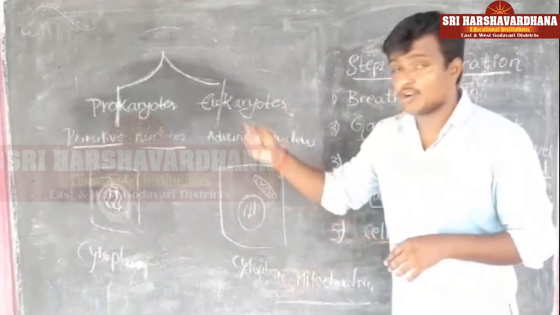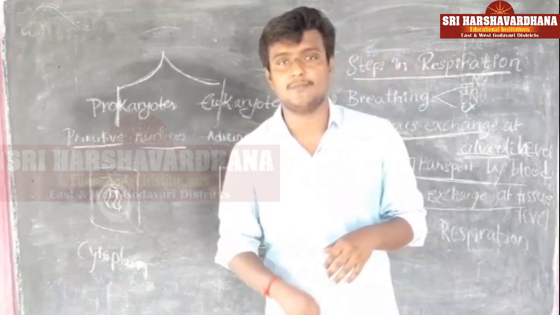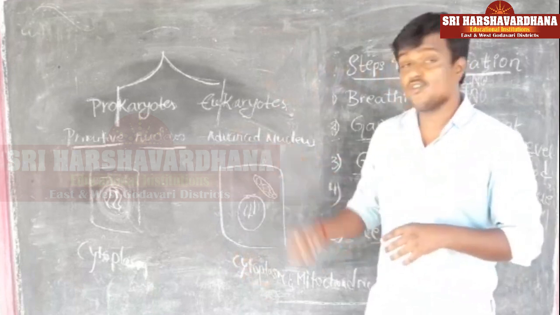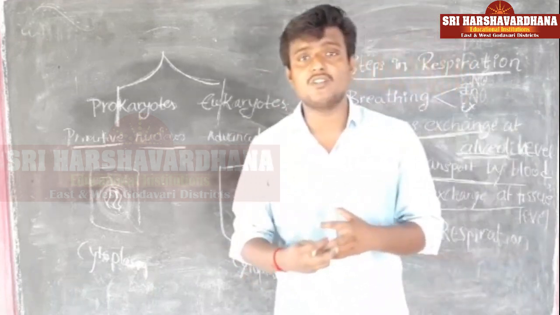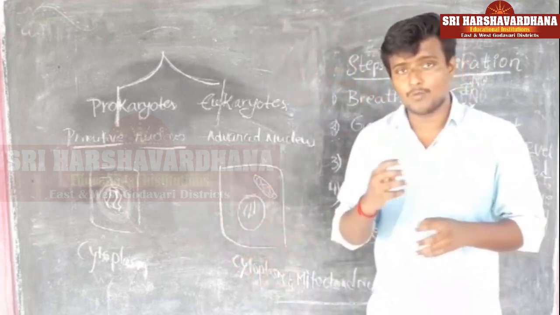For prokaryotes, what are the examples? An example of a prokaryote is bacteria. Bacteria is an example of prokaryotes. For eukaryotes, the examples are plants and animals. But here I want to say one more thing.